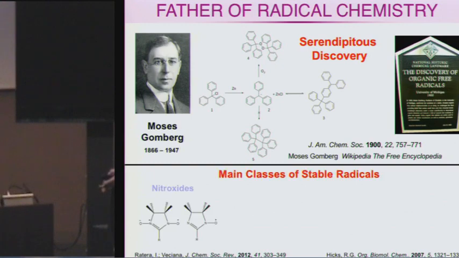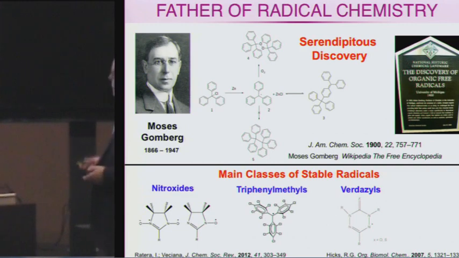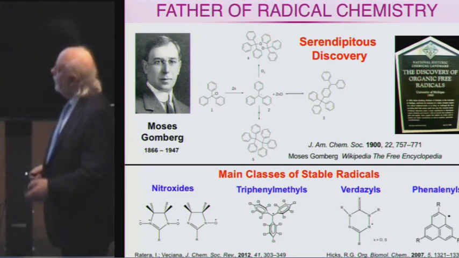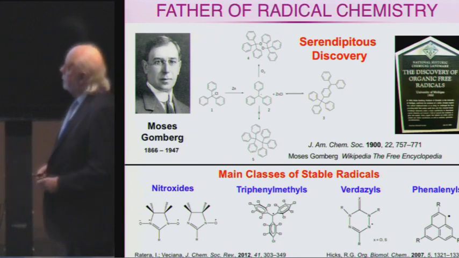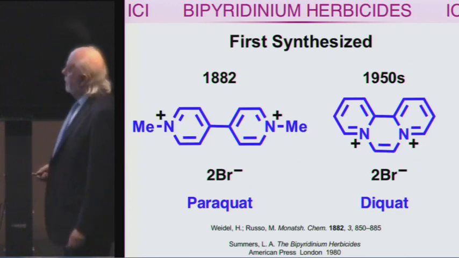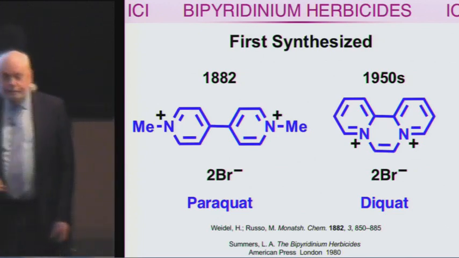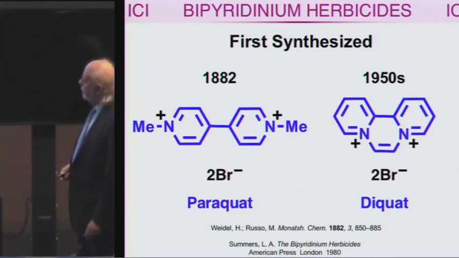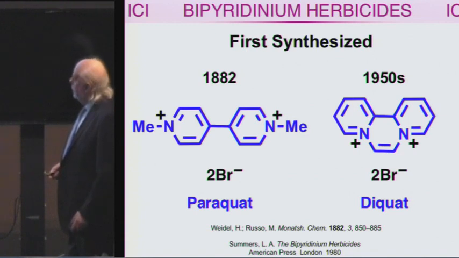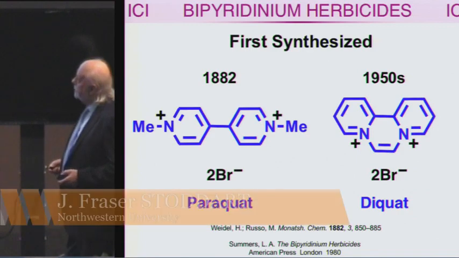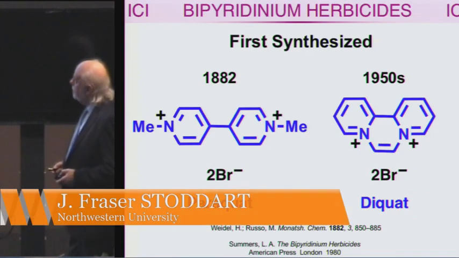So many followed in his wake, and the classes of stable radicals include those ones, and I'm not going to talk about them. What I'm going to speak about are those based on the bipyridinium herbicides that I spoke about yesterday, that I had the great good fortune to meet when I spent 3 years at the Imperial Chemical Industries Corporate Lab in Runcorn in Cheshire. So we'll be zeroing in mainly on paraquat, or what the rest of the world also knows as methyl viologen.